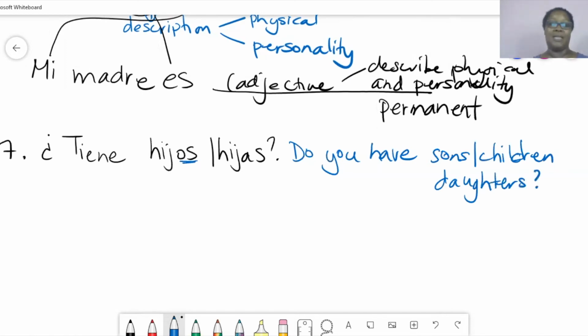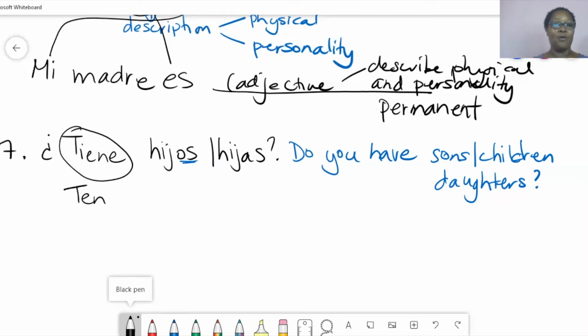So this is just a yes or no question. But as per usual, I would advise that you try to answer in full sentences. So don't just say sí or no. Answer in proper sentences. And so we're going to grab our verb, which is tiene, coming from tener. The question, do you have? So your response would be, I have. And our response for I have, coming from tener, is tengo.